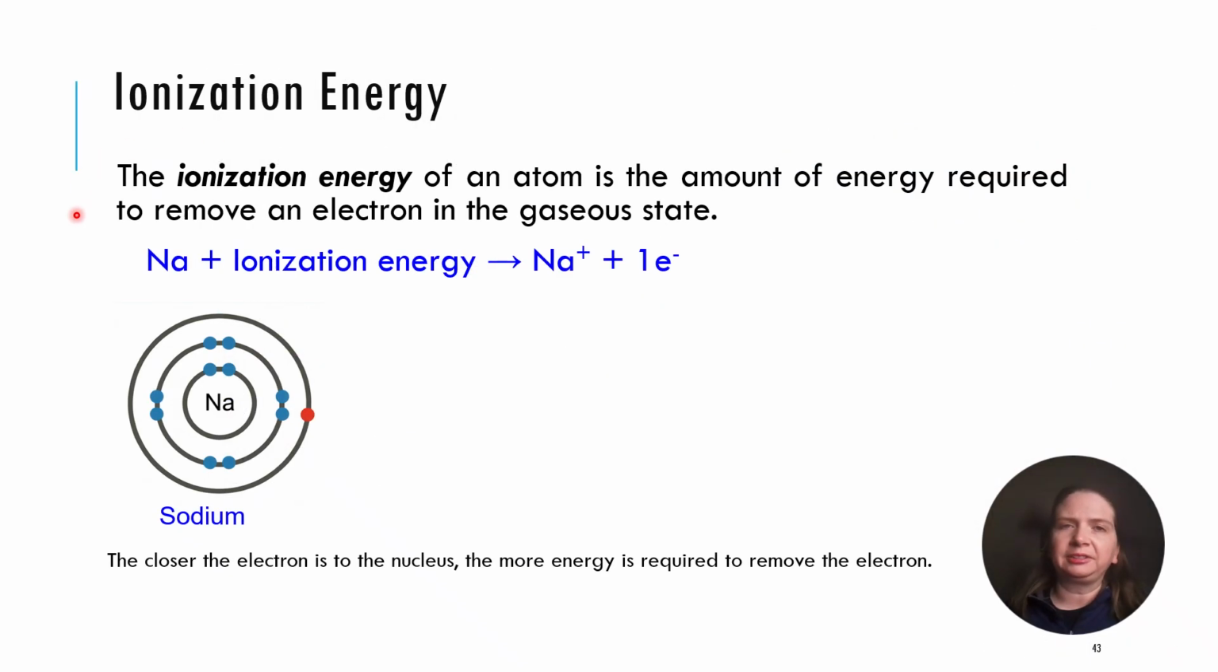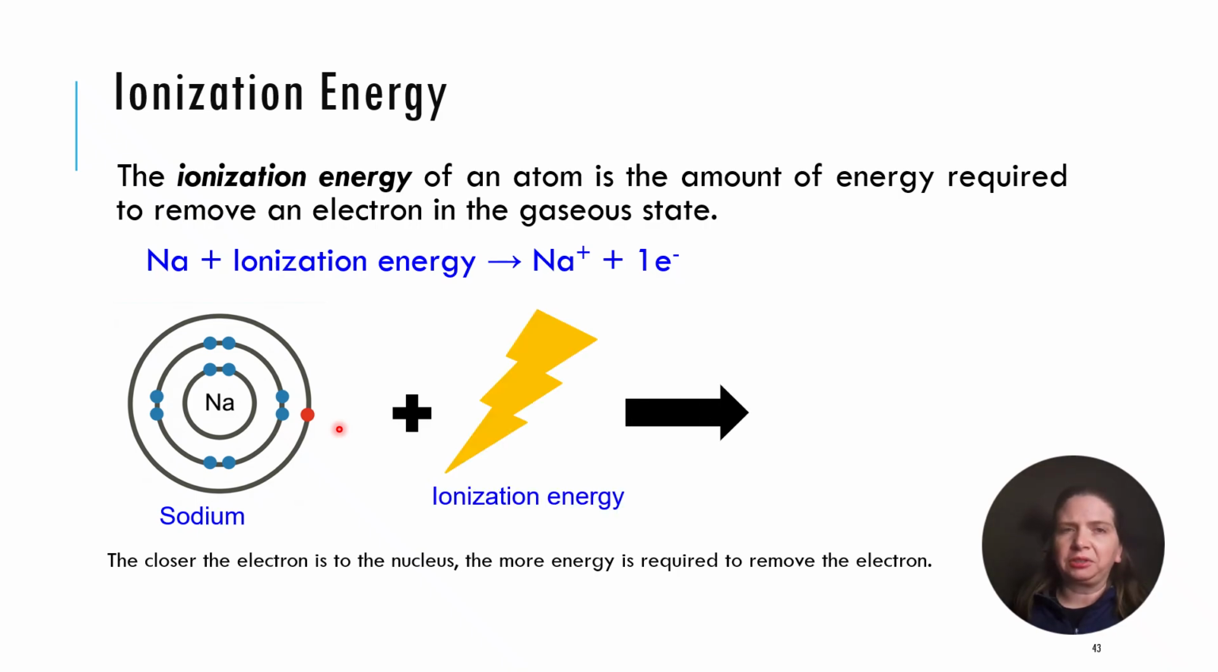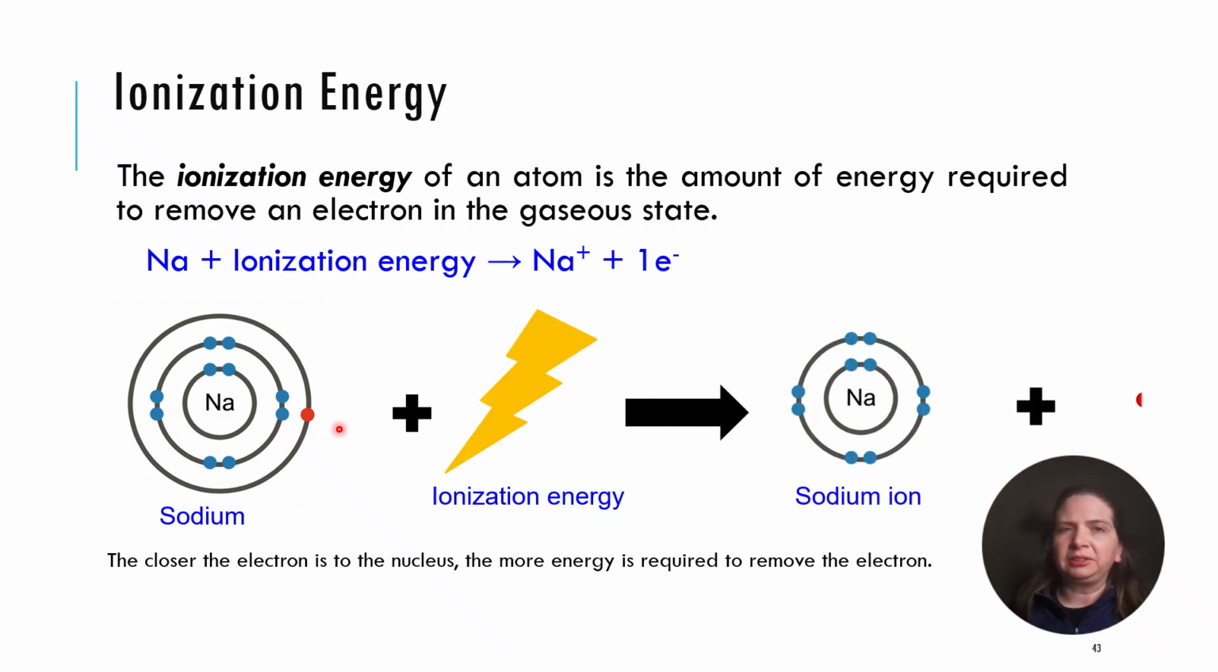Next, let's discuss ionization energy. Ionization energy is defined as the amount of energy required to remove an electron from a gaseous atom. Consider a sodium atom. Sodium has one valence electron. When ionization energy is applied, that one valence electron is removed, forming a sodium ion and a free electron.